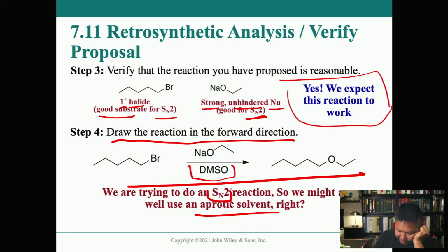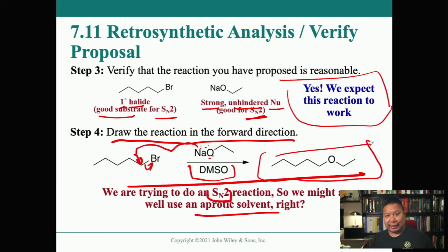I mean, how many times am I going to draw this, but we have the alkoxide come over here and attack that carbon, and the leaving group leaves, and that gives you this SN2 reaction. In an SN2 reaction, why should we use an aprotic solvent? Put a pin in that. It's in the upcoming slides.